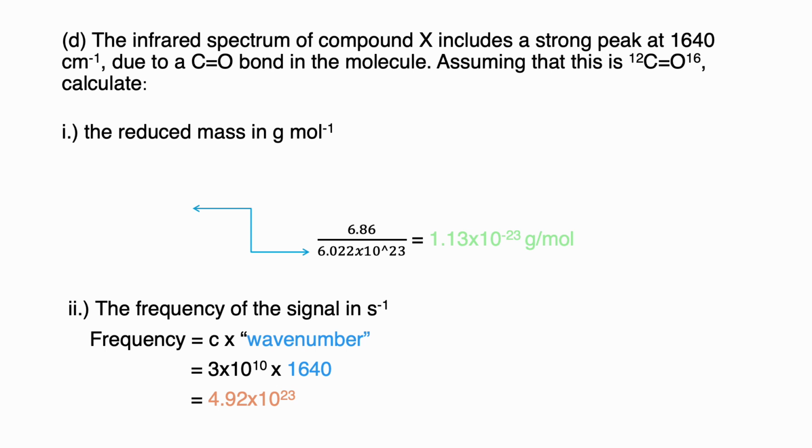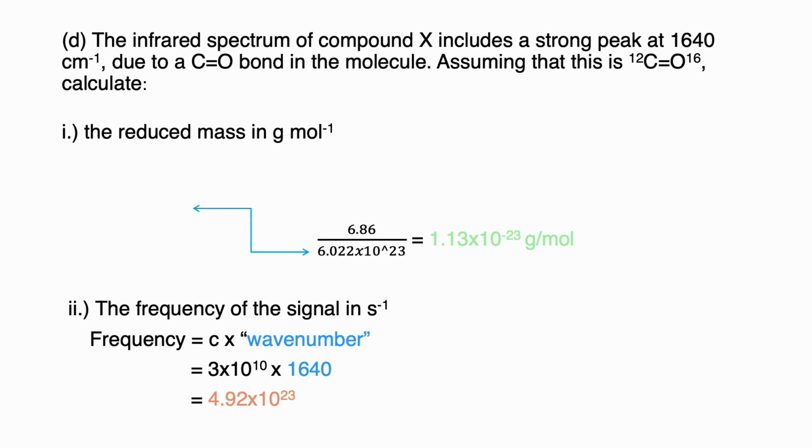Part D. The infrared spectrum of the compound X includes a strong peak at 1,640 centimeters to the minus 1, due to a carbon double bond oxygen bond in the molecule. Assuming that this is a 12C double bond 16O, calculate the reduced mass in grams mole to the minus 1.